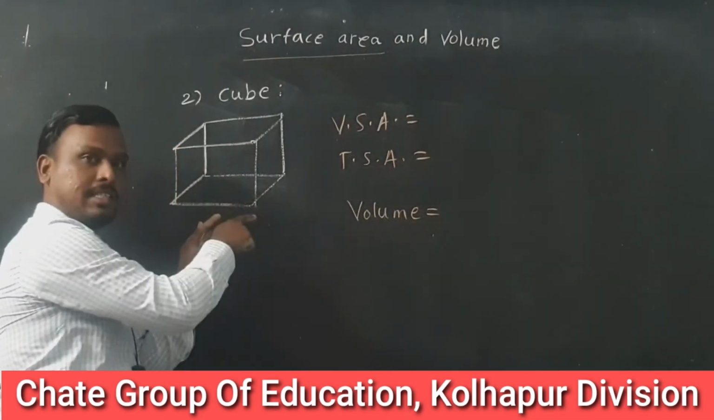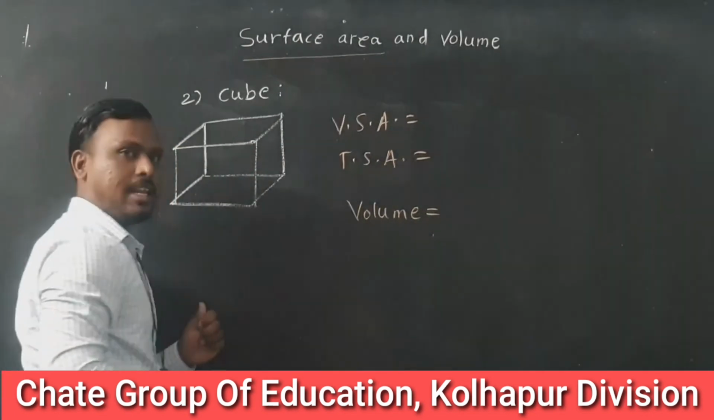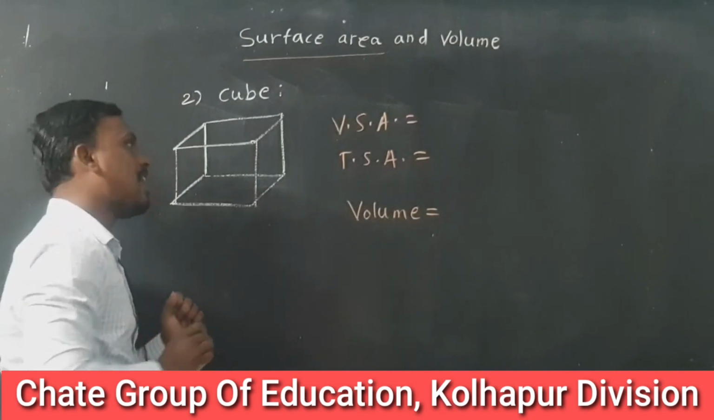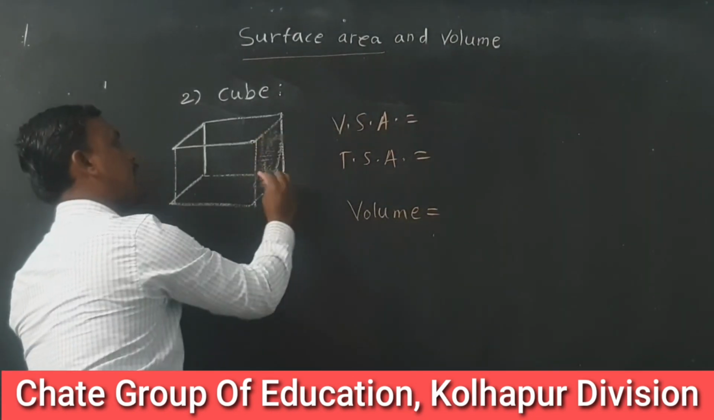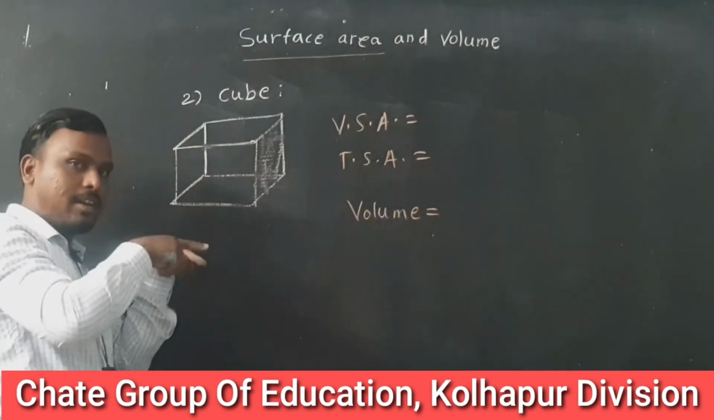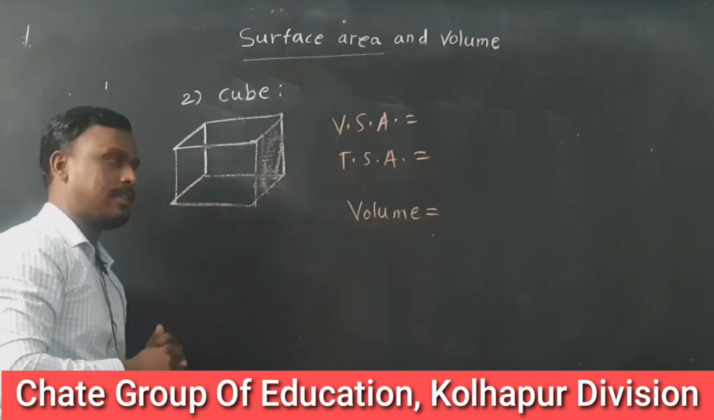There are 6 faces. So, vertical surface area. If I want to calculate the vertical surface area, I require only the vertical faces. So vertical faces are 4 faces. 4 lateral faces are there. 4 vertical faces are there.